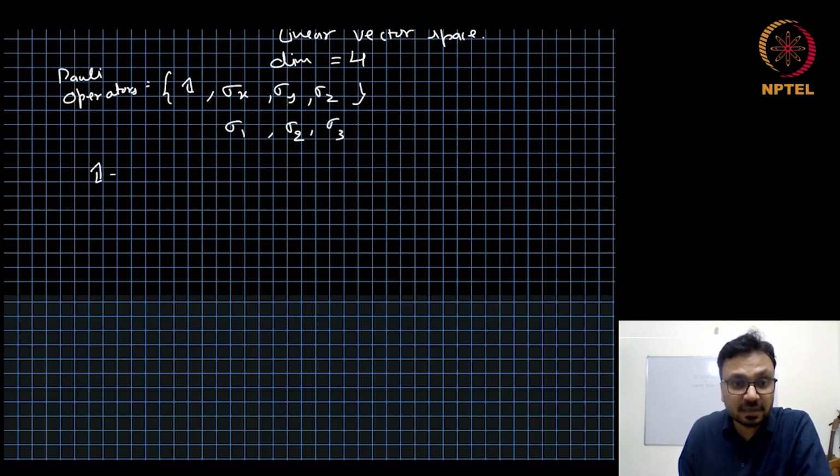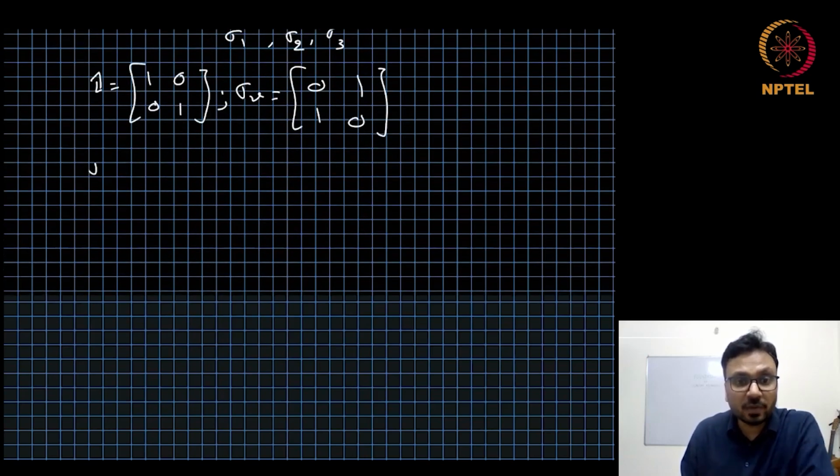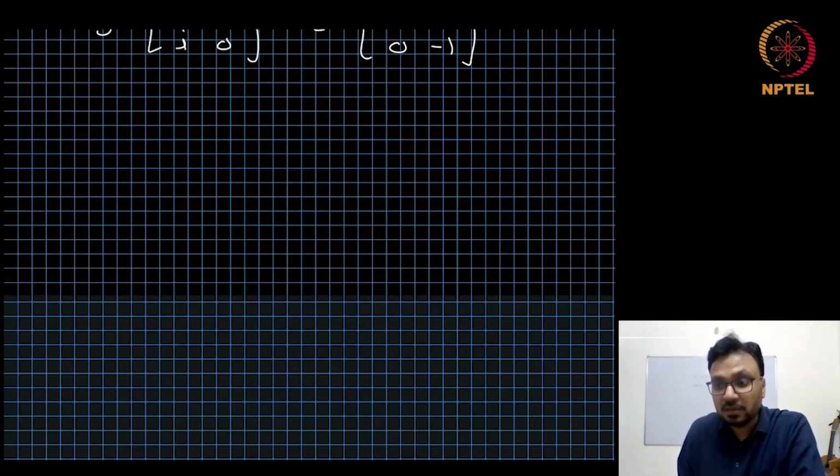The definition of these are: identity is just 1, 0, 0, 1. Sigma x is 0, 1, 1, 0. Sigma y is 0, minus i, i, 0. And sigma z is 1, 0, 0, minus 1. This is how we define the 4 Pauli operators.